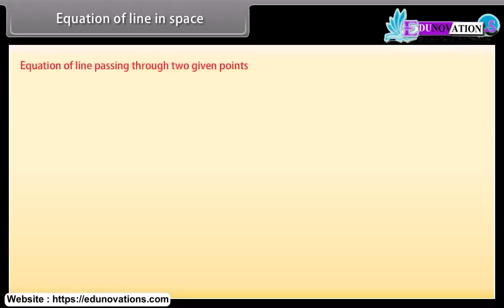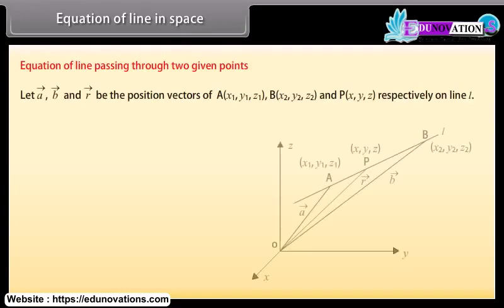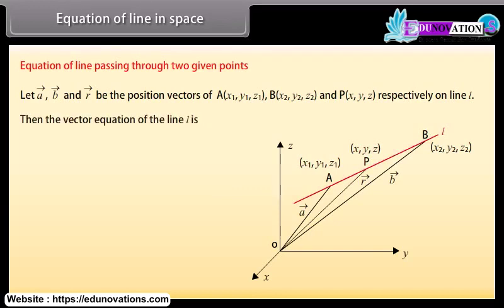Equation of a line in space. Equation of a line passing through two given points. Let vectors A, B and R be the position vectors of A (x1, y1, z1), B (x2, y2, z2) and P (x, y, z) respectively on line L. Then the vector equation of the line L is vector R equals vector A plus lambda times (vector B minus vector A), where lambda belongs to the real numbers.